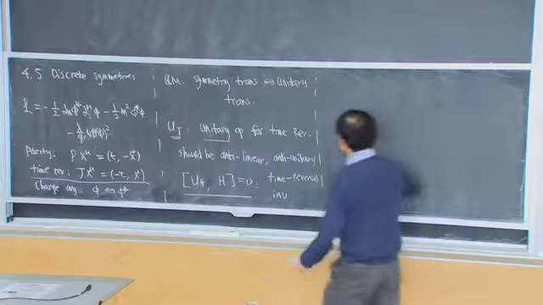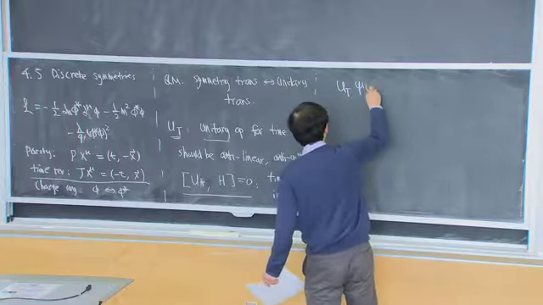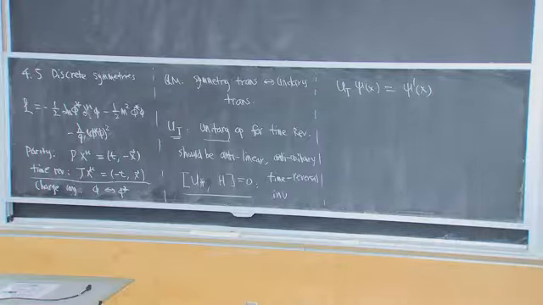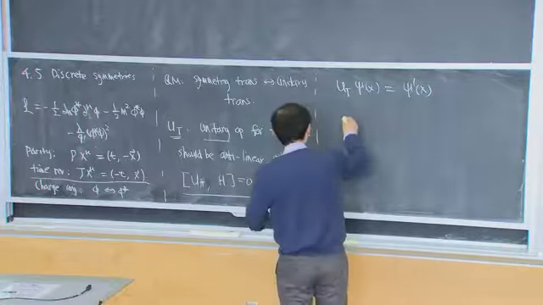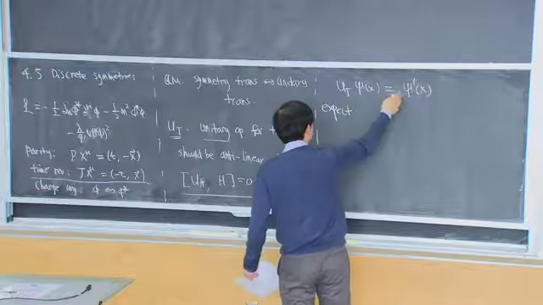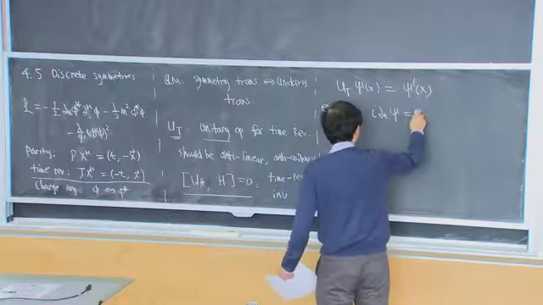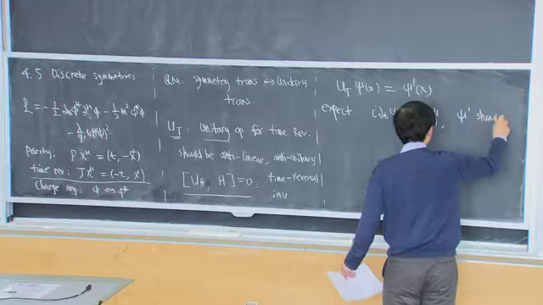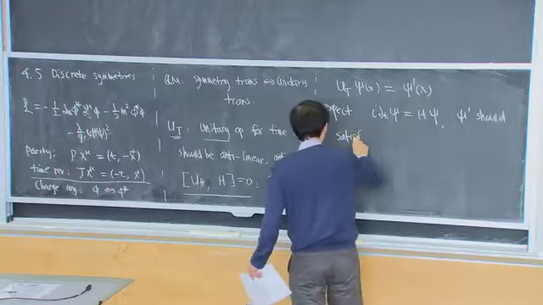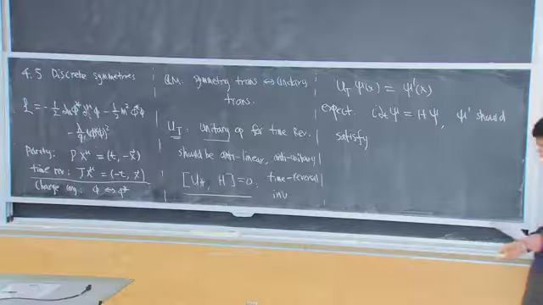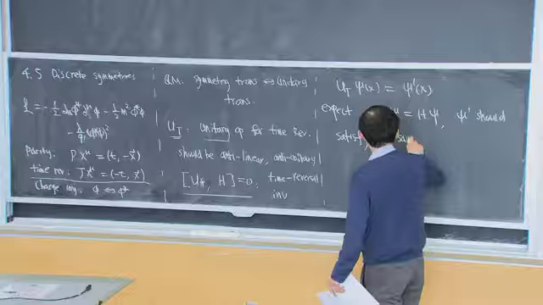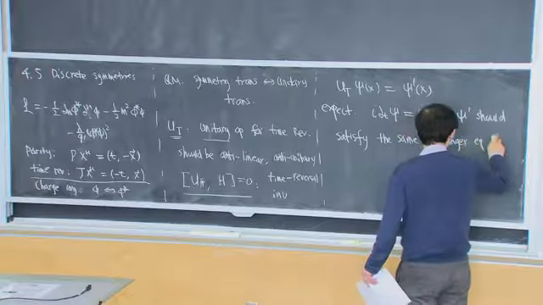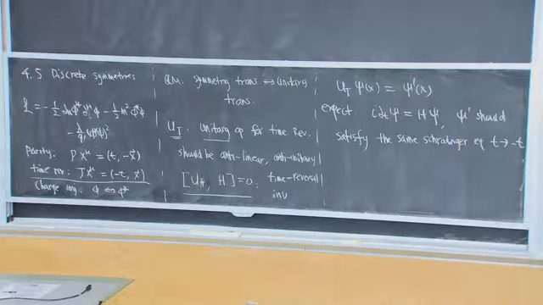Now, suppose we have a time reversal invariant system, where the time reversal operator commutes with the Hamiltonian. Then let's act with this U_T on the wave function and get some psi prime. Physically, we expect that if psi satisfies the standard Schrodinger equation, then psi prime should satisfy the same Schrodinger equation but with t going to minus t. That's what we mean by time reversal.